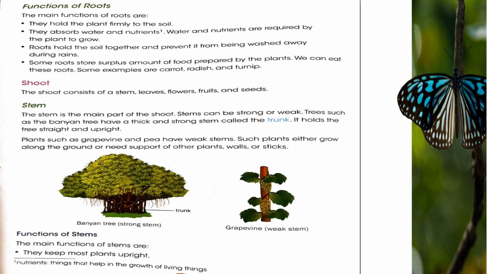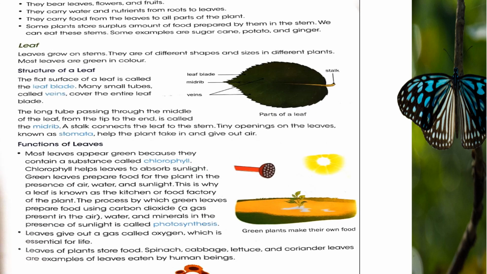Functions of stems. The main functions of stems are: they keep most plants upright. They bear leaves, flowers, and fruits. They carry water and nutrients from roots to leaves. They carry food from the leaves to all parts of the plant. Some plants store surplus amount of food prepared by them in the stem. We can eat these stems. Some examples are sugarcane, potato, and ginger.